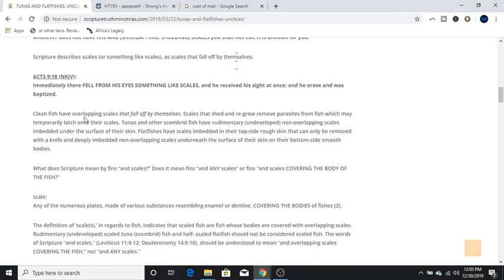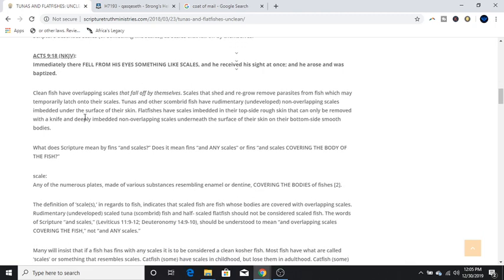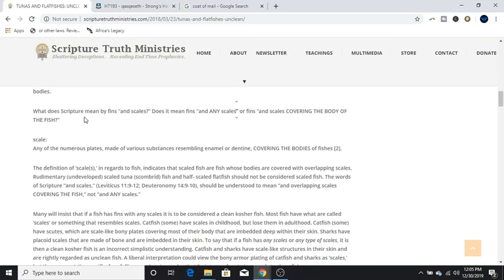Scripture describes scales or something like scales as scales that fall off by themselves. Acts 9:18: Immediately there fell from his eyes something like scales, and he received his sight at once, and he arose and was baptized. Okay, clean, huh? Wow.